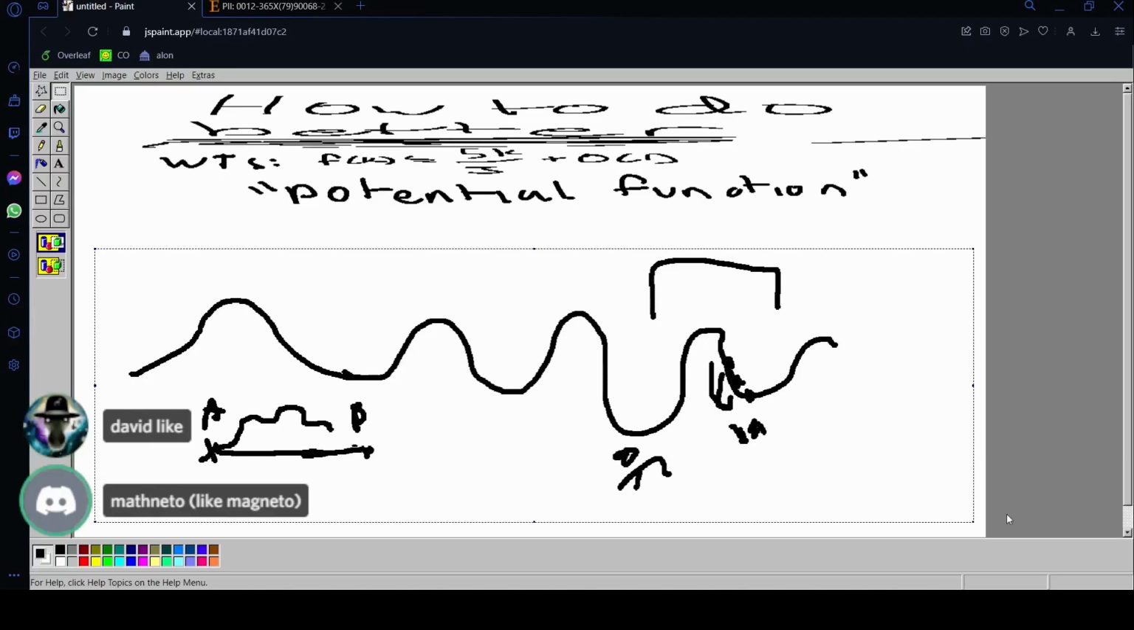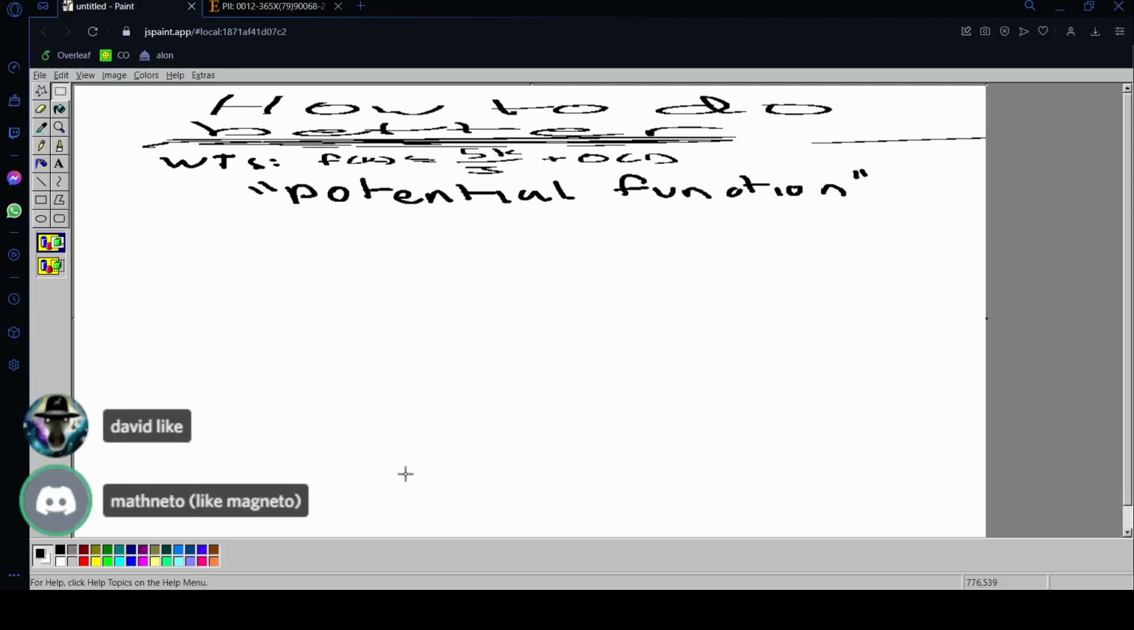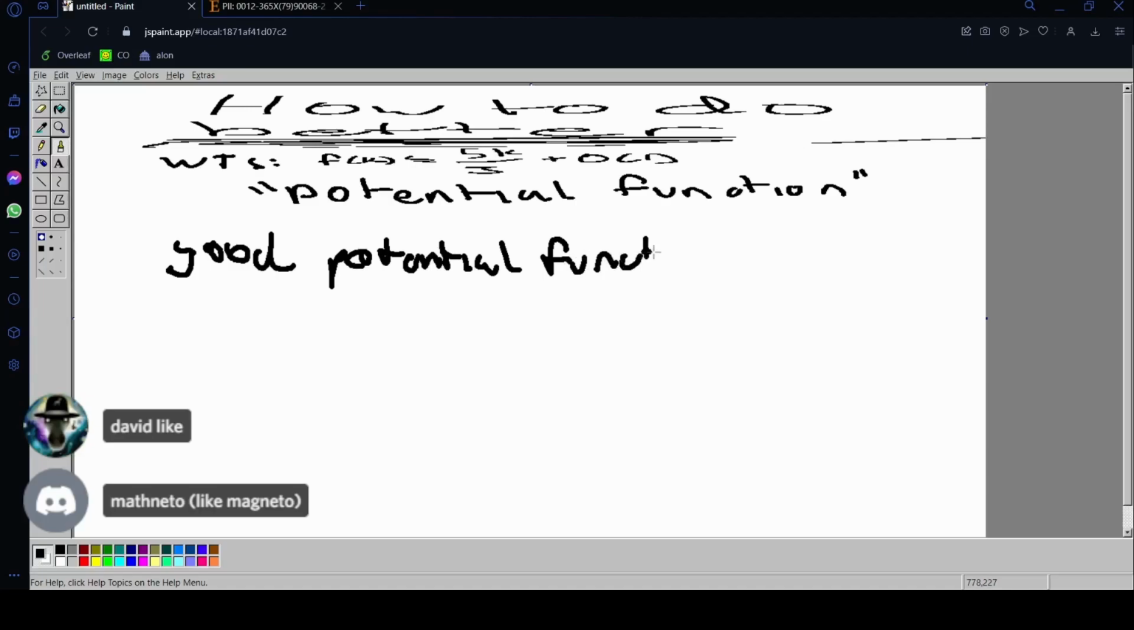Yeah, but that's kind of how the potential function works, and here's the specific criteria we want for a good potential function. I guess basically we need two things.